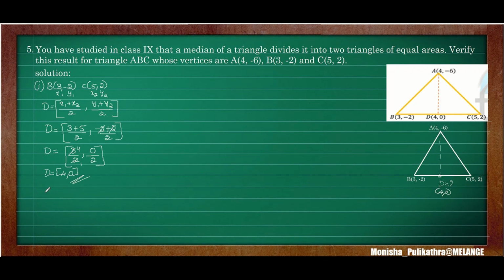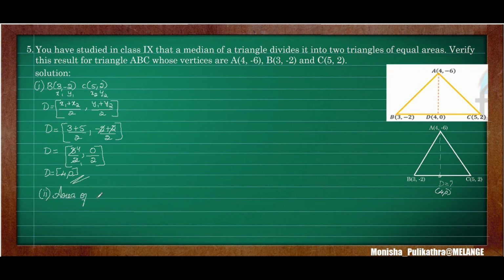Okay, we need to find the area of the triangles and prove that the areas of both triangles are equal. If they are equal, then the hypothesis will be true, that if we draw a median, then both halves will be equal. If it is not equal, it means the hypothesis will go wrong. Okay.